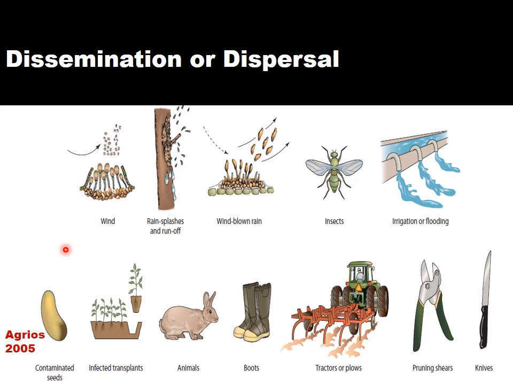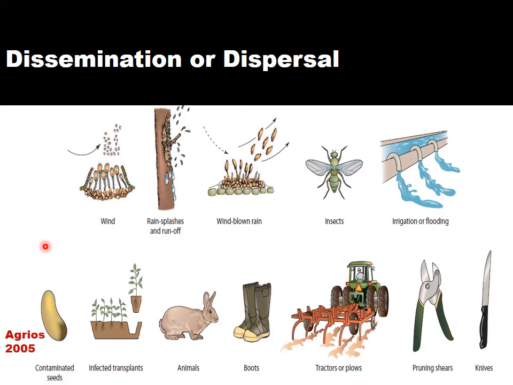But this movement is not restricted. For example, in the case of rust, the spores can be taken from one continent to another continent. Similar is the situation if you are importing infected seed from another country, then you are also importing the pathogen of that country as well.